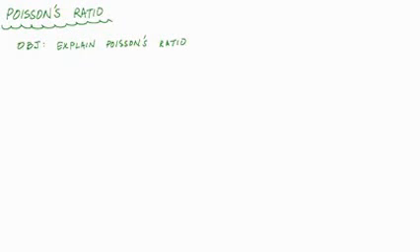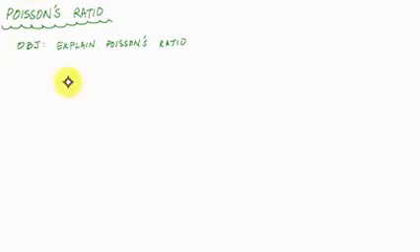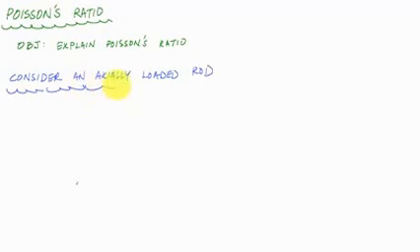And in this video, we're going to talk about Poisson's ratio. In particular, I'm going to describe Poisson's effect and then explain what Poisson's ratio is. And in order to do this, the first thing we're going to do is consider an axially loaded rod. And this rod will have a circular cross section that looks like this.